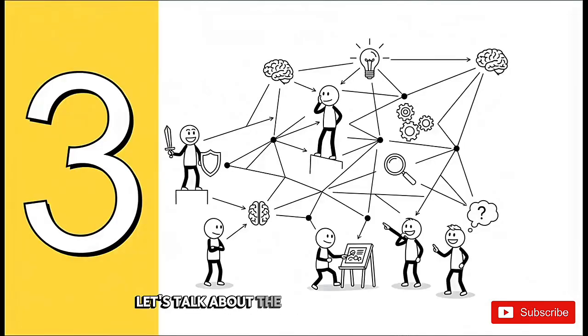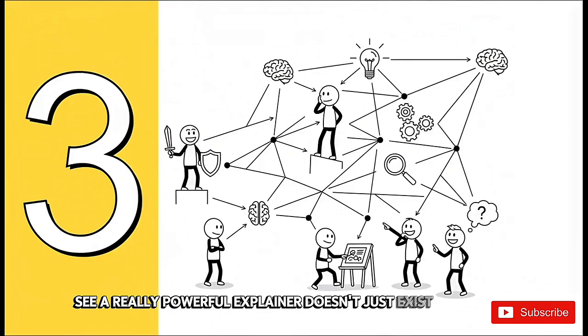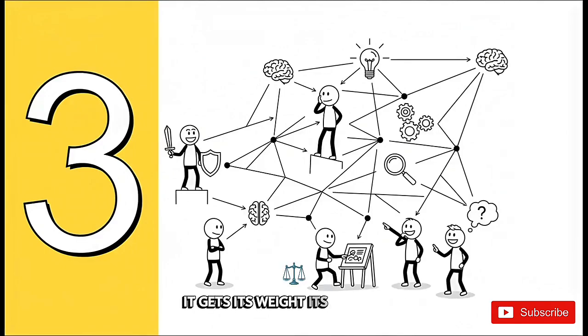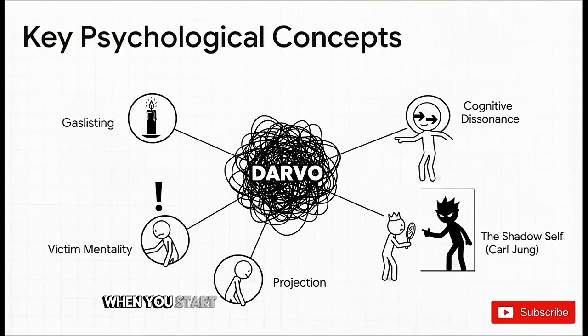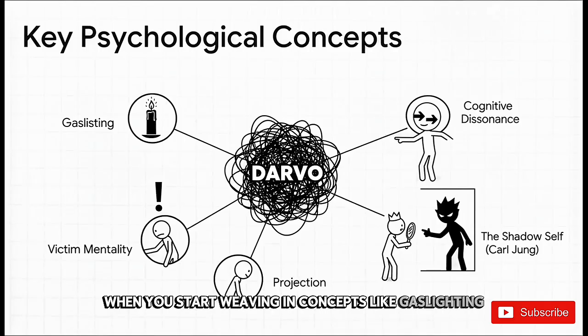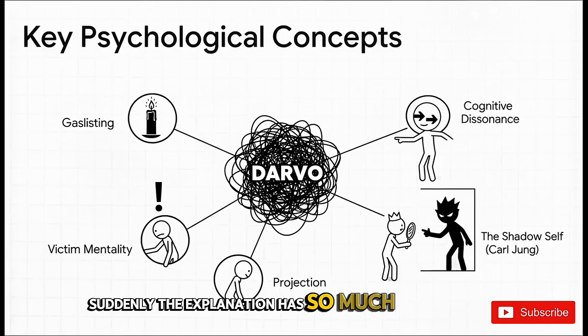All right, let's talk about the psychological arsenal. See, a really powerful explainer doesn't just exist on its own. It gets its weight, its authority, by linking the main idea to all these other, bigger psychological concepts. This is where it gets its real firepower. When you start weaving in concepts like gaslighting, cognitive dissonance, and projection, suddenly the explanation has so much more depth.